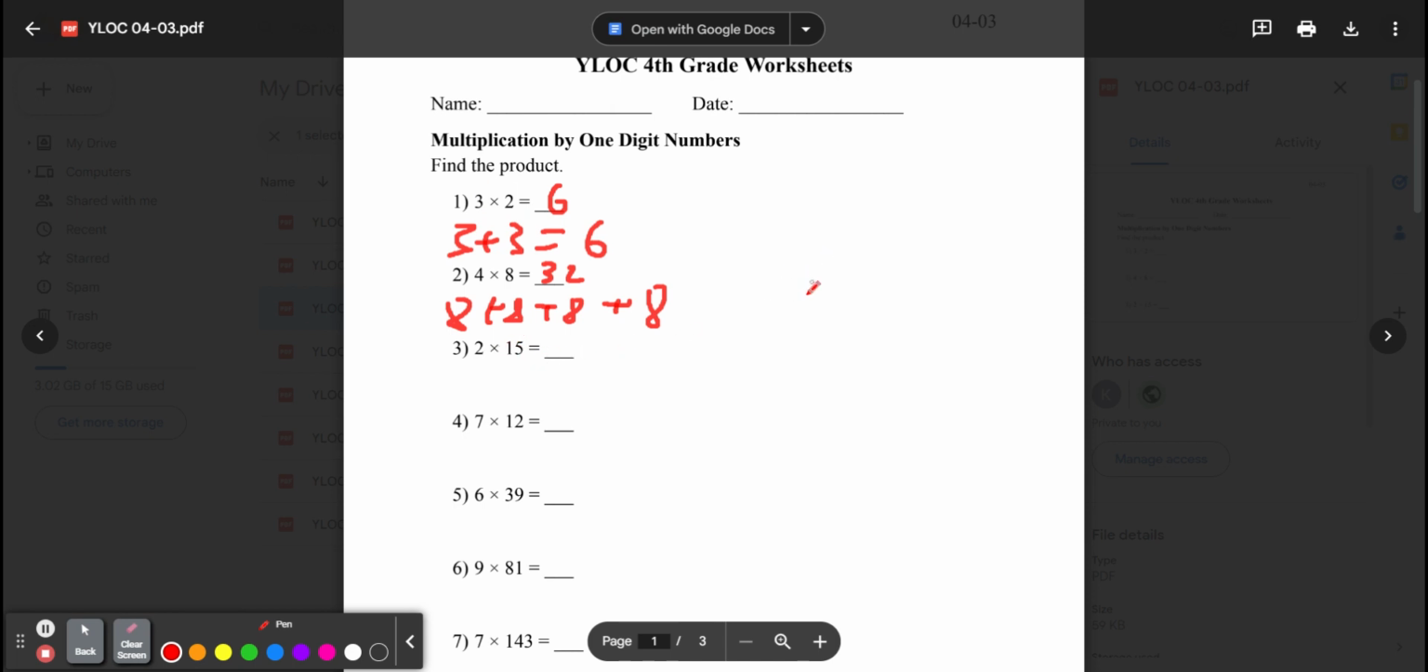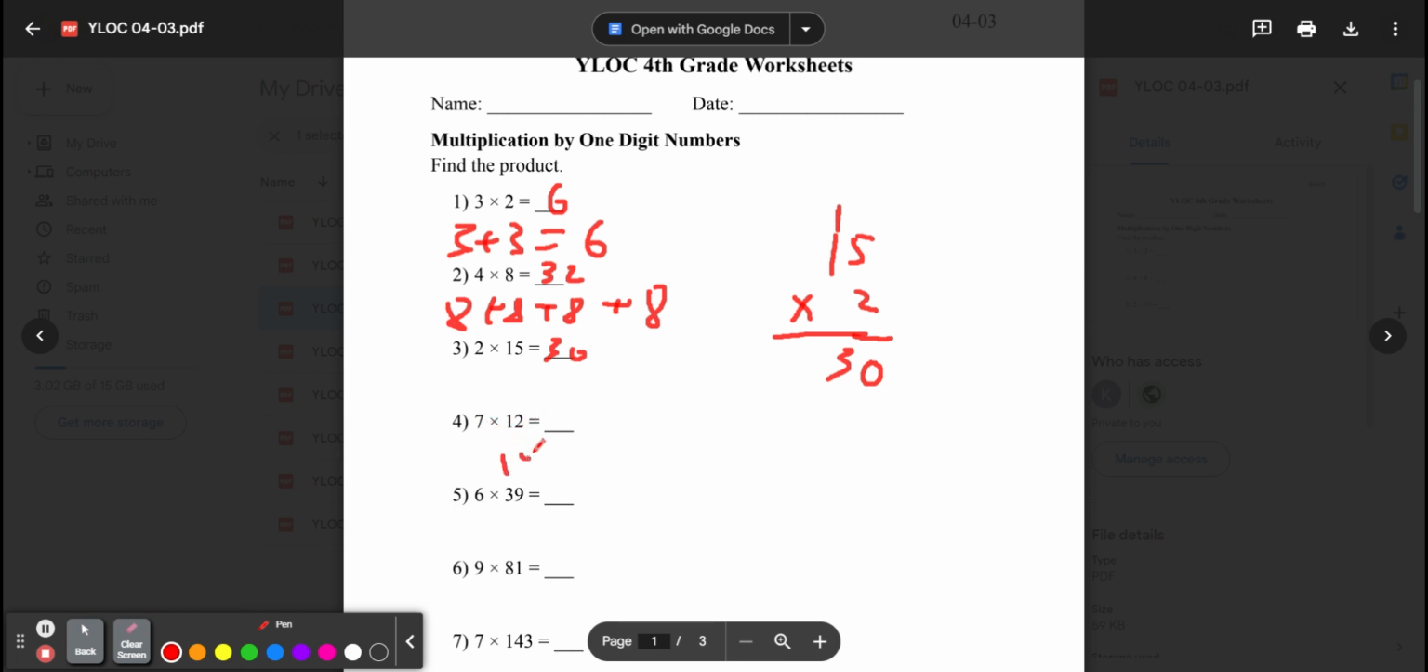Next, 2 times 15. We can do this writing it out like this. And then if you have your one-digit numbers memorized, 2 times 5 is 10. We carry the 1 over. 2 times 1 is 2. 2 plus 1 is 3. So we'll get 30.